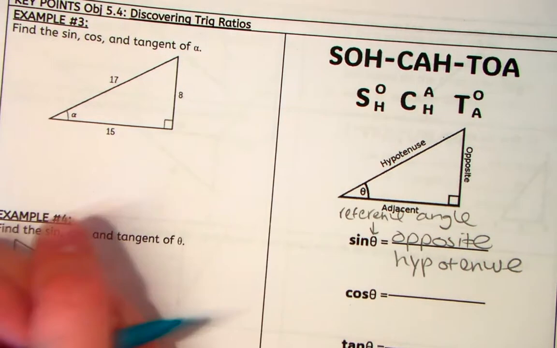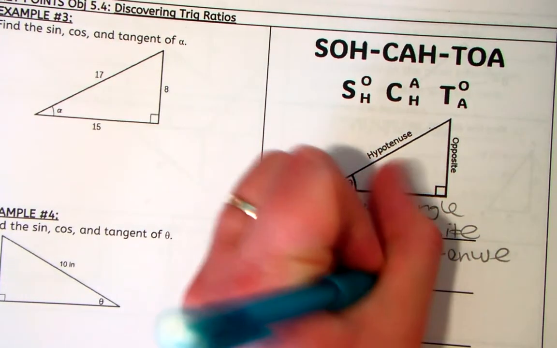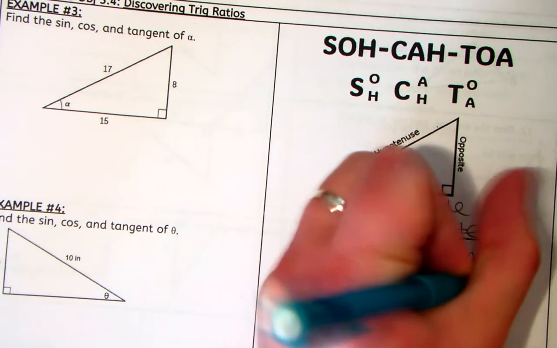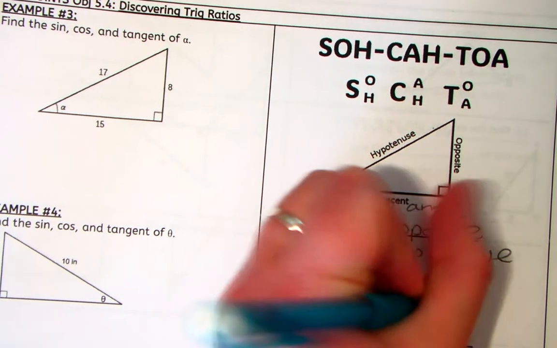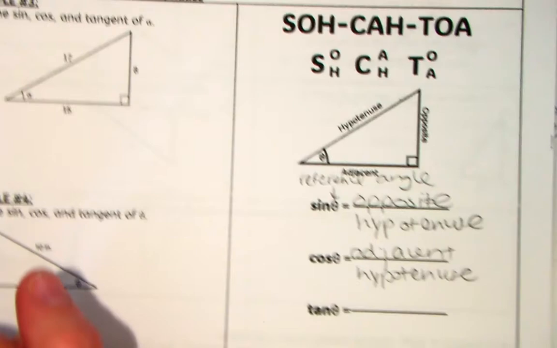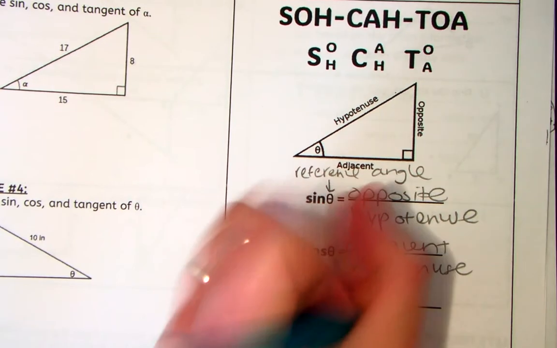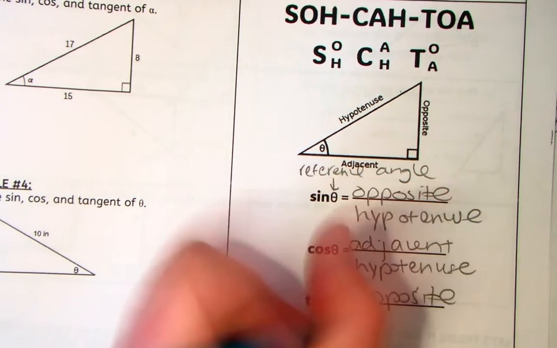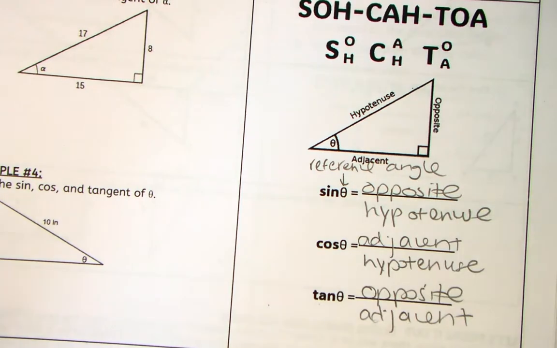The cosine of an angle is equal to the side adjacent to that angle divided by the hypotenuse of the triangle. The tangent of theta, or a reference angle, is when we divide the side opposite the reference angle by the side adjacent to the reference angle. Okay?